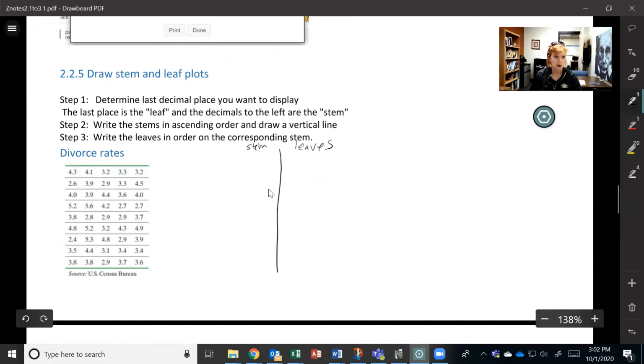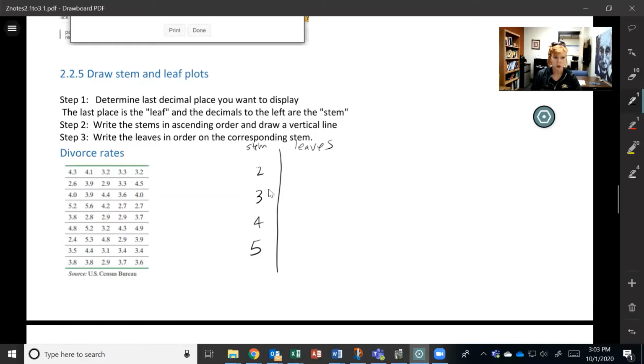All right? So again, my smallest was like 2 point something. So I'm going to make my stem, my first one's 2, and then I got 3, 4, 5, and that's it. Those are my possible values of the left, the ones place. My leaves are going to be the last decimal place that I report. Here I'm going to report the tenths place, this point something. And for each one of these, I am going to make a leaf.